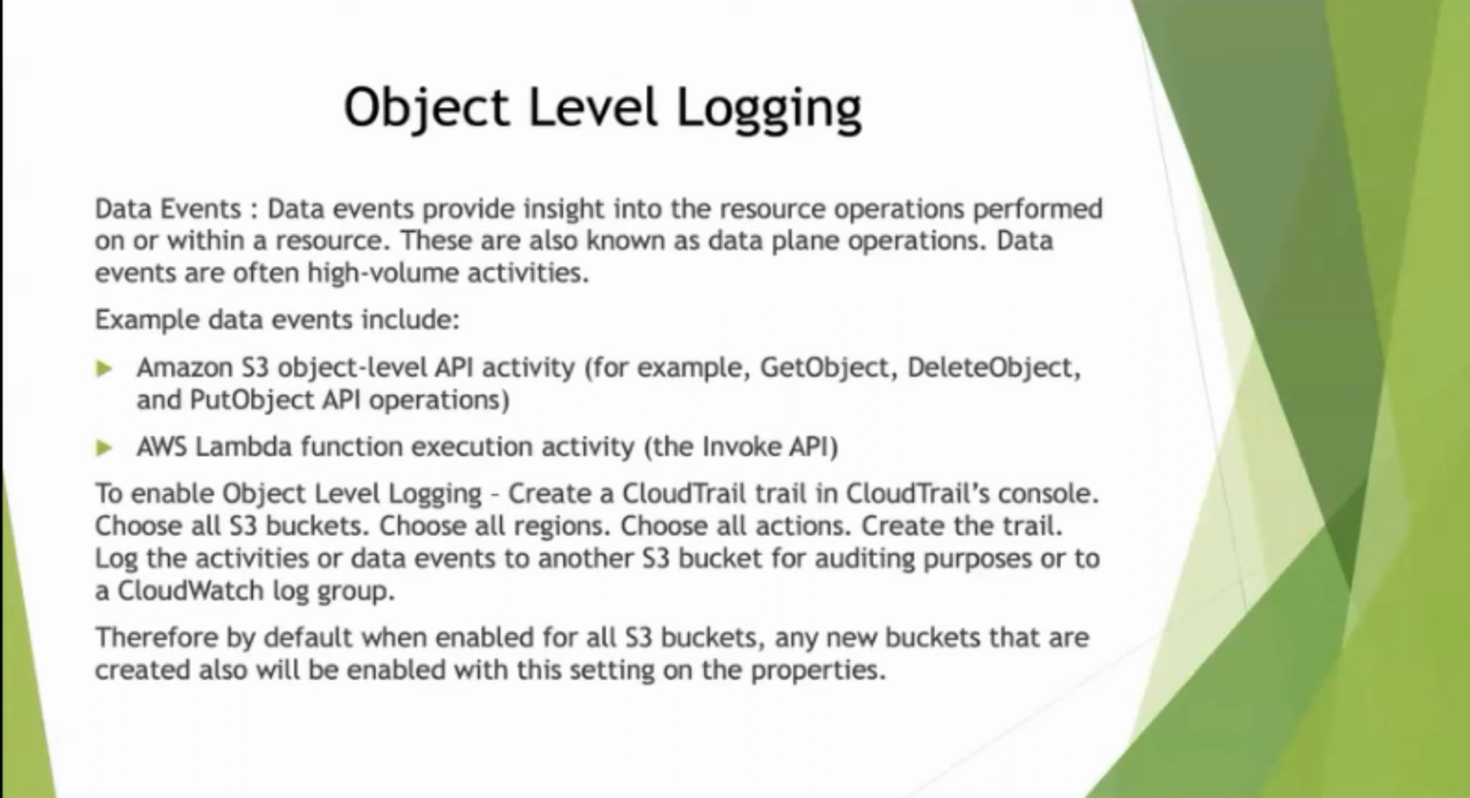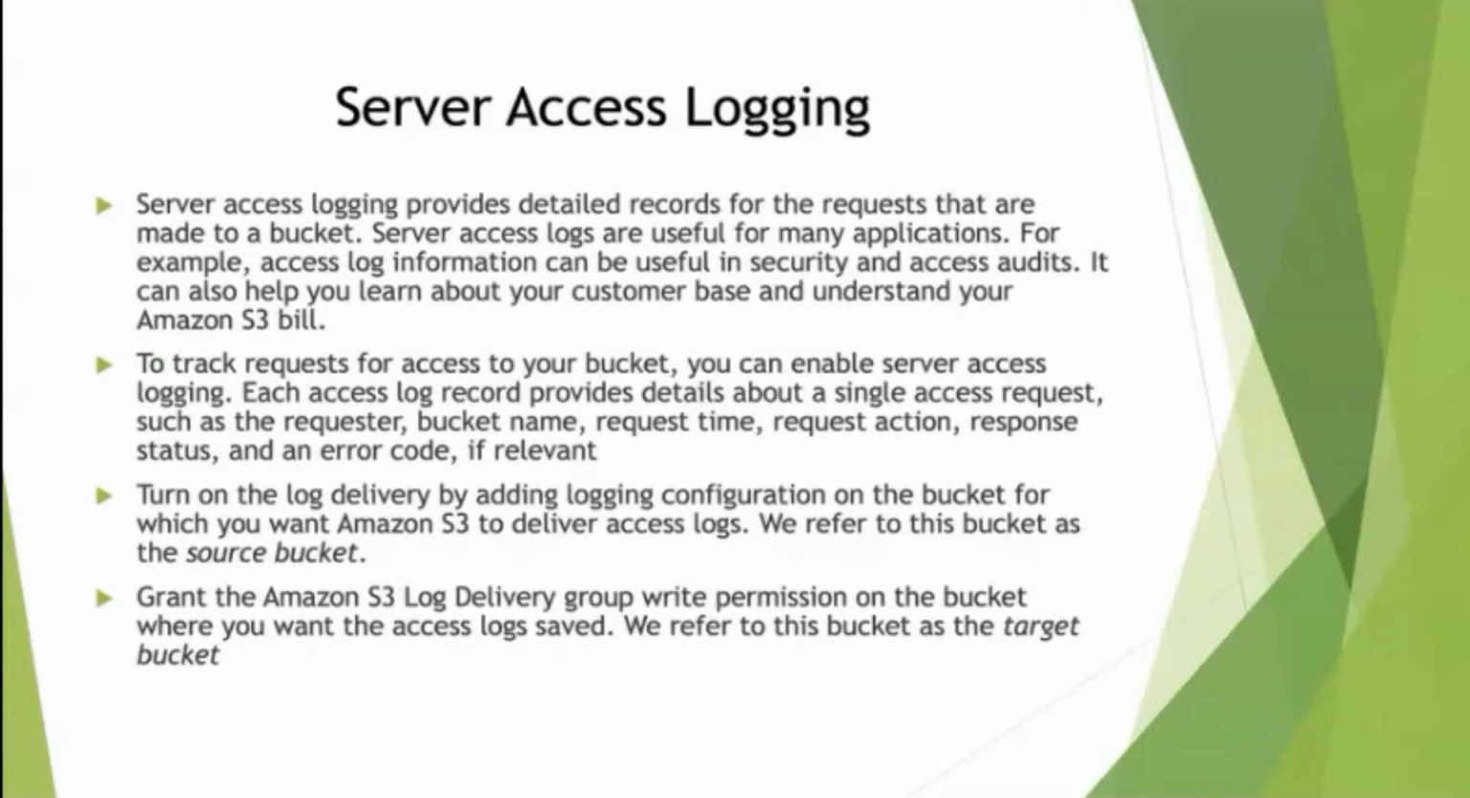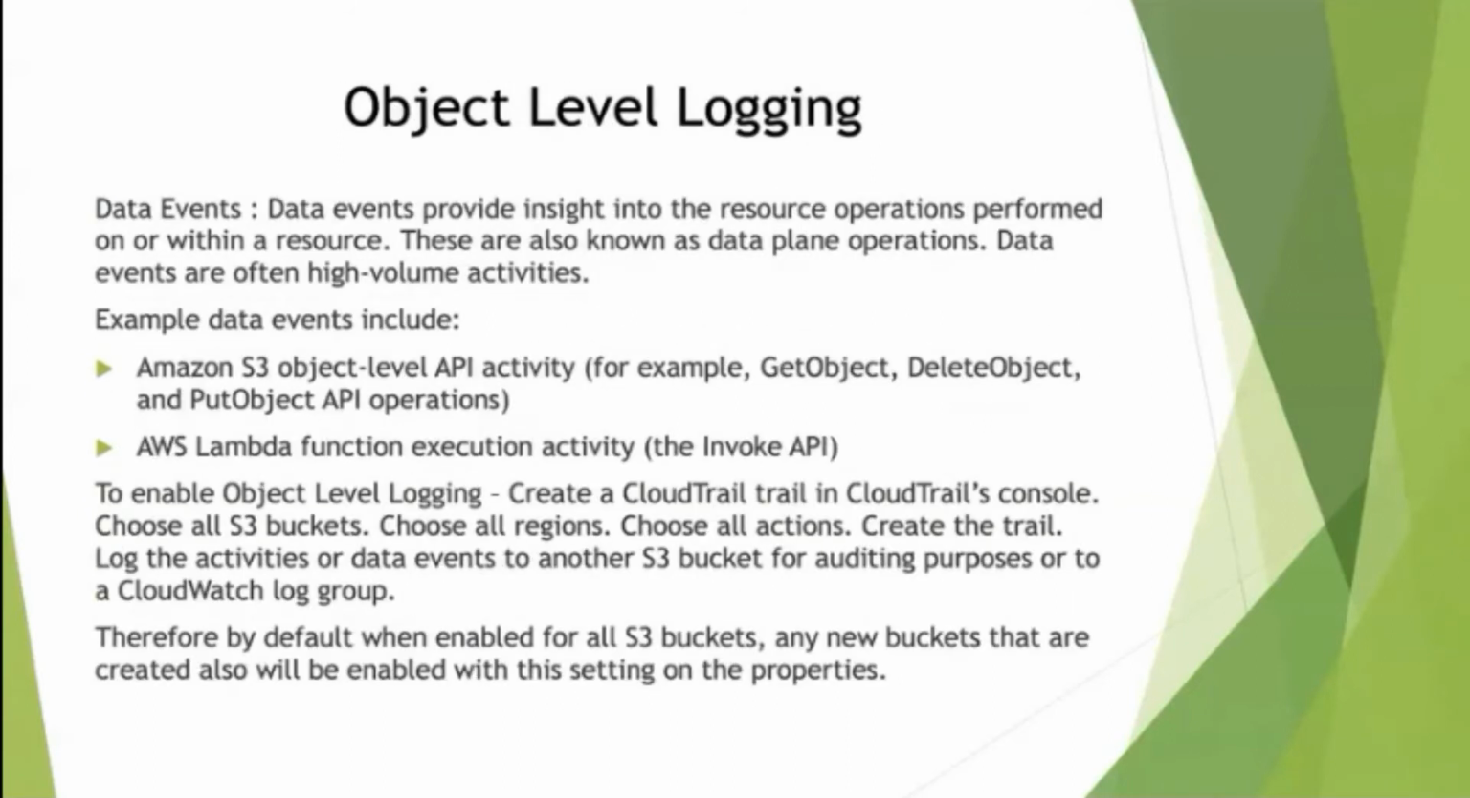When it comes to server access logging, it gives you information about who accessed that particular bucket, what the bucket name was, what the request time was, what the request action was, and what the response code was. But over here, you will also be able to find granular level details, such as the person's IP address and the resource they were trying to access. Literally any API activity in your entire AWS account can be monitored using CloudTrail.